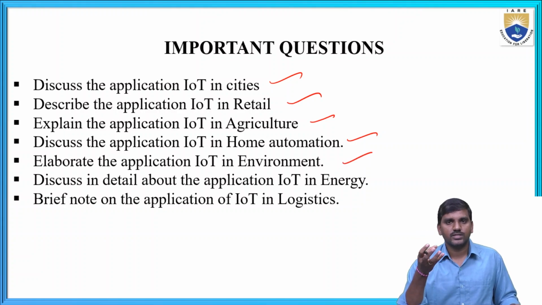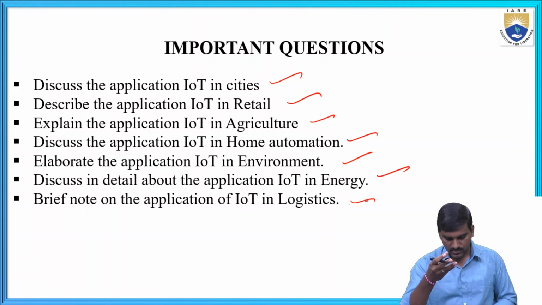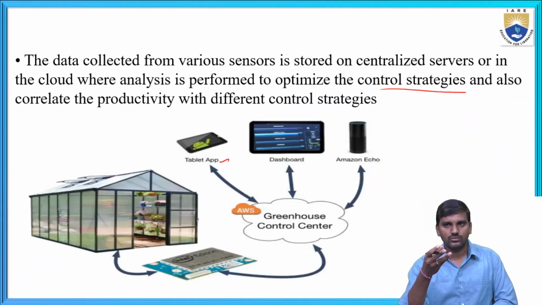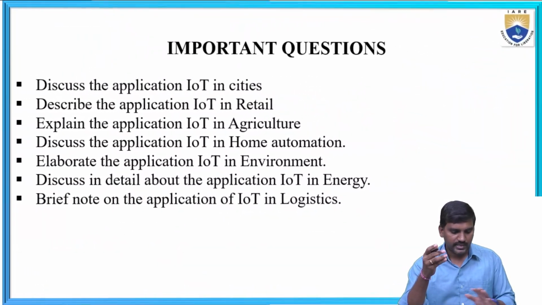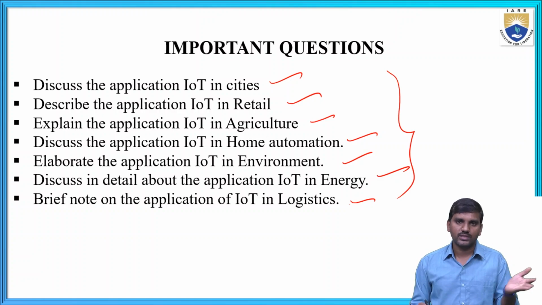In environment, river flood detection, forest fire detection, like that comes under environment. And applications in energy, harvesting systems, prognostics, like that comes under energy systems. And the last one, logistics also, just as we discussed in the last slide, that is greenhouse control. So these are some important questions under this IoT domain specific part 1 and part 2. Remaining, continue with the next lecture.